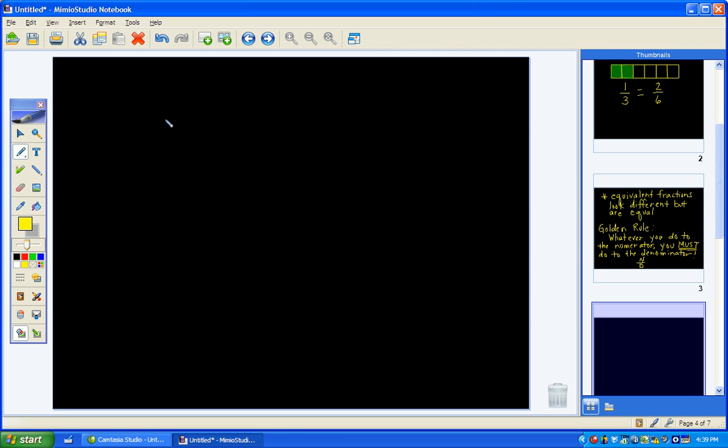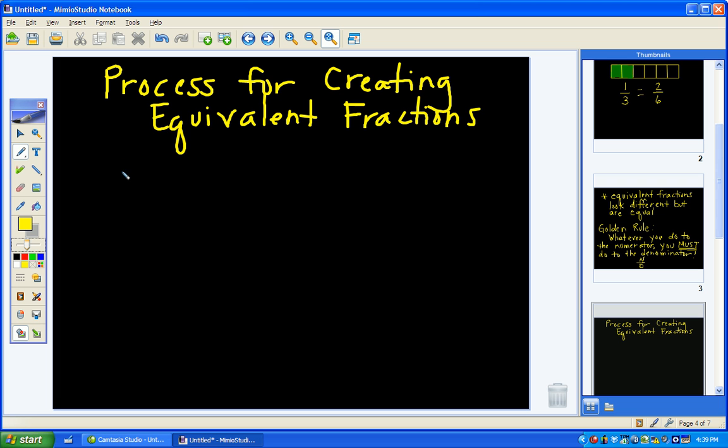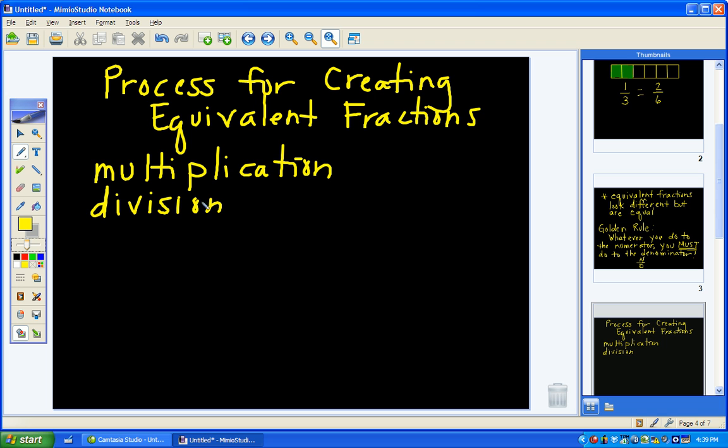In order to do the process for equivalent fractions, there are 2 operations we get to do. So there's an actual process for creating equivalent fractions. We're going to use 2 different operations. The first operation is multiplication, and we're also going to be able to use division. So these are the 2 operations you can use to create equivalent fractions. So multiplication and division can be used to create equivalent fractions. Now let me show you some examples.